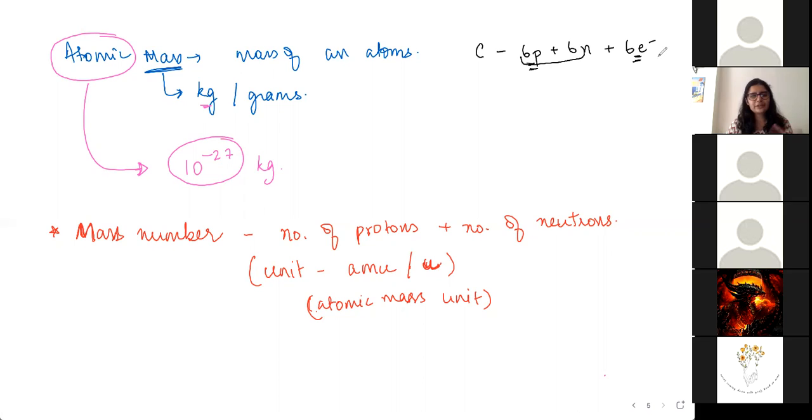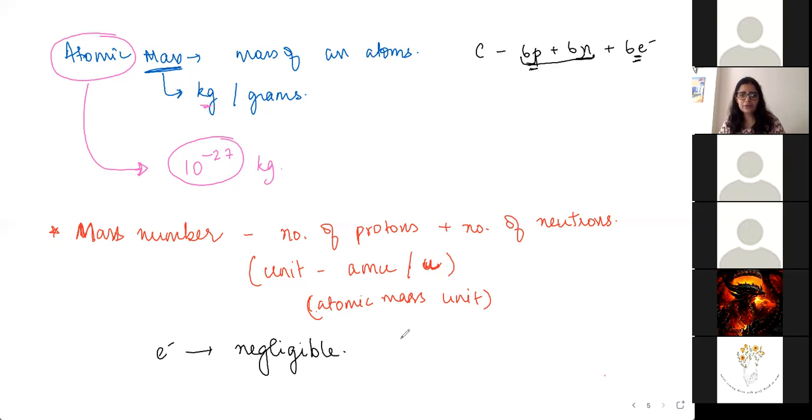But when you get into ions and all, the number of electrons can change. So don't go by that. Just go by number of protons plus number of neutrons. Logically also, that is correct because the weight of electrons is so small that it's practically negligible. They're not massless. They do have some mass, but their mass is very small.